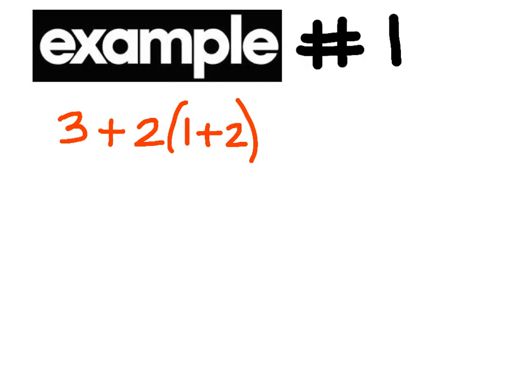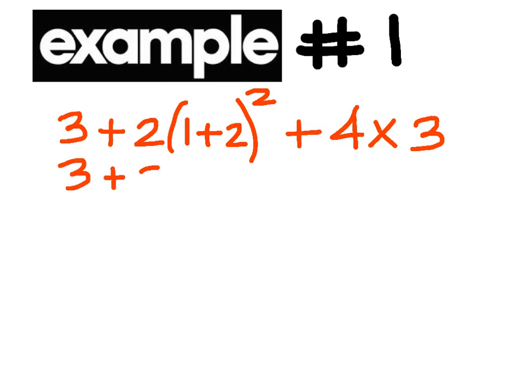So example number 1 is this. 3 plus 2 times the quantity 1 plus 2, the quantity squared of 1 plus 2, I should say, close the quantity, and then 4 times 3. Step 1 is to take care of what's in the parentheses first. So you have 1 plus 2.